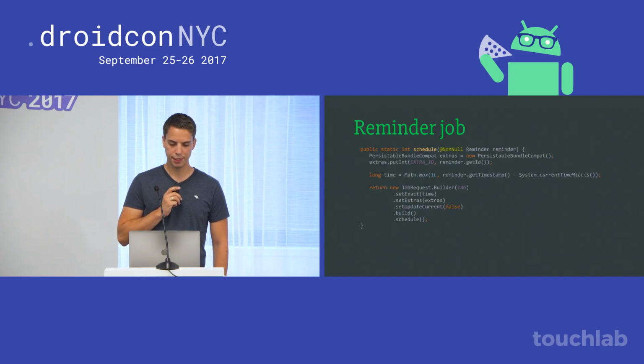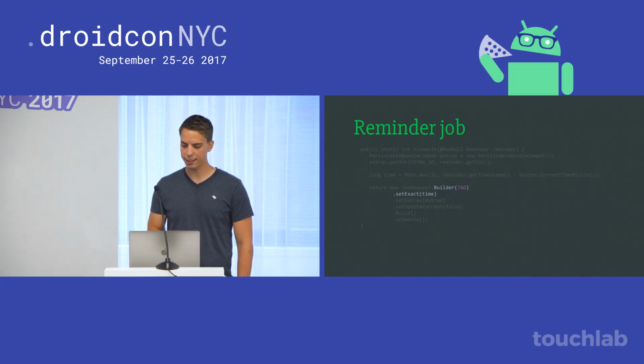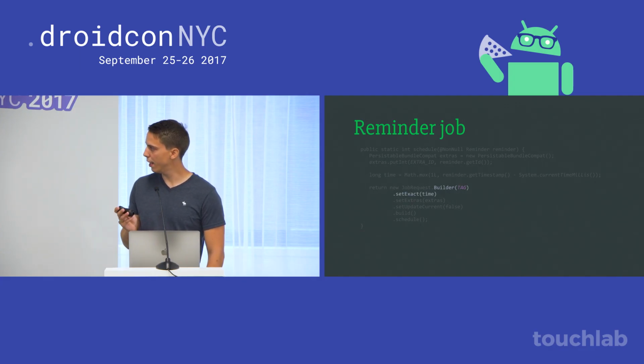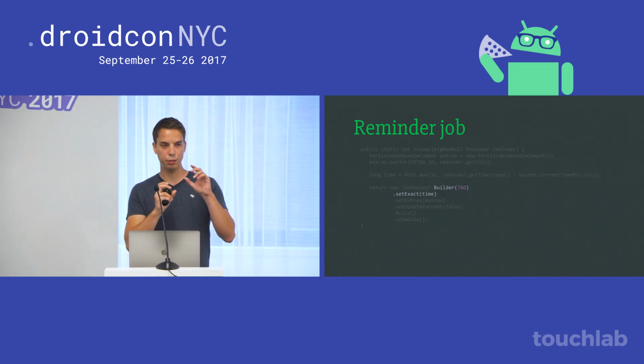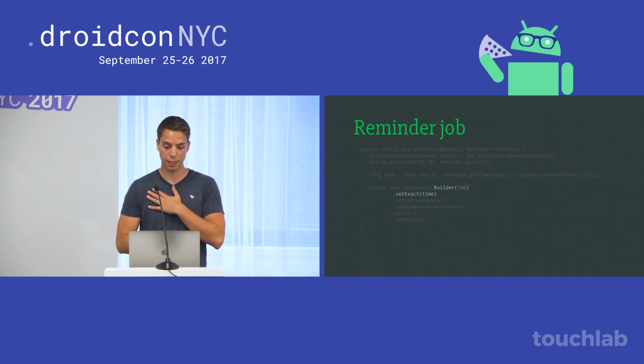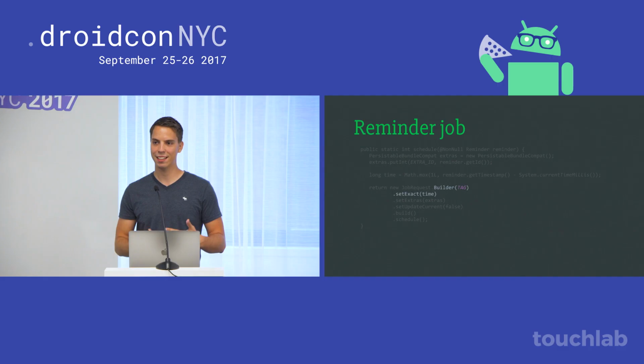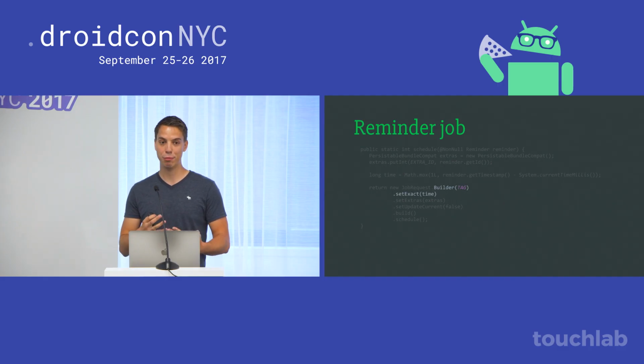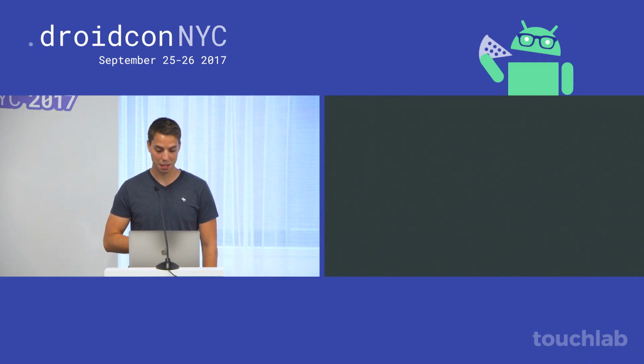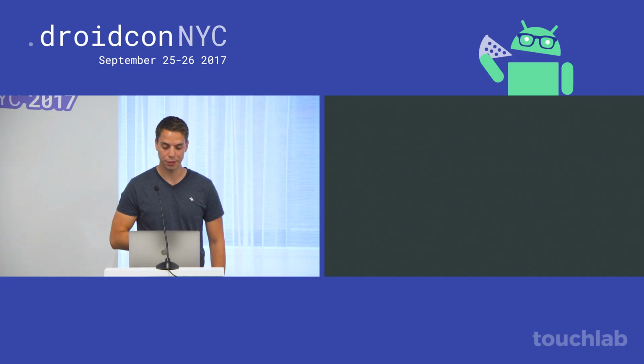Again, more interesting is the schedule method. And for reminders, it's really simple. Like I said, I'm using the tag here. Again, that's the tag which you need to use in your job creator interface to map it to your actual job class. And then on our builder, we call setExact. So we only have to do this once. We call setExact, and the library will make sure that the job will run at the given time you are setting. And you don't have to deal with any API checks at all. And that's basically it for the reminder job.